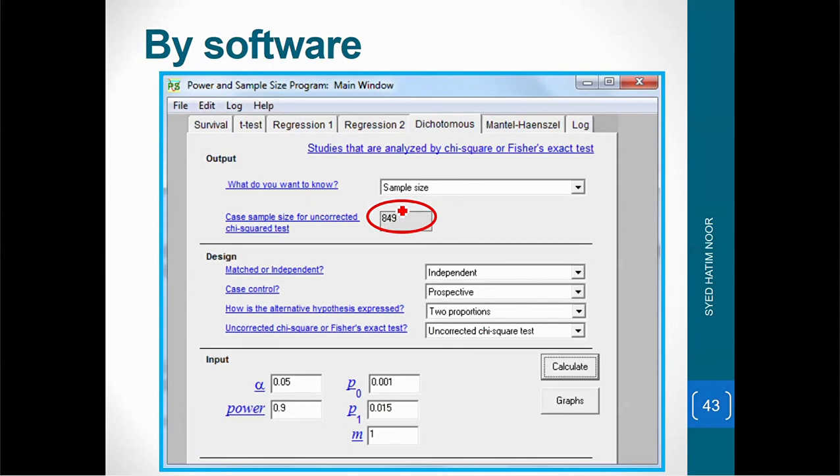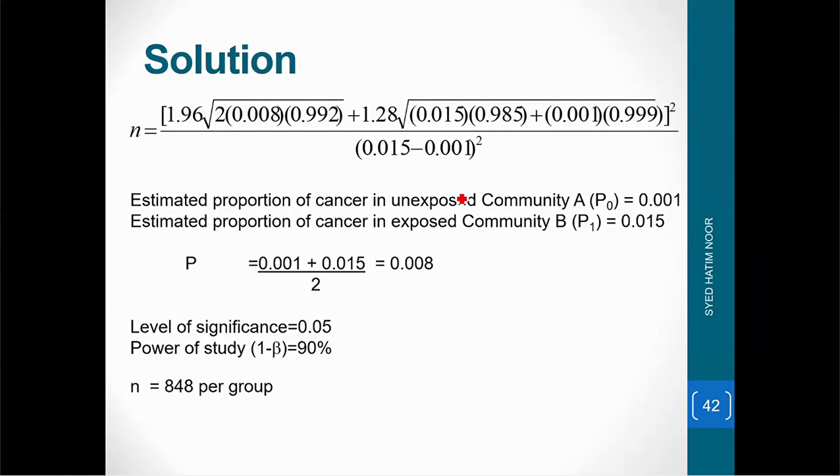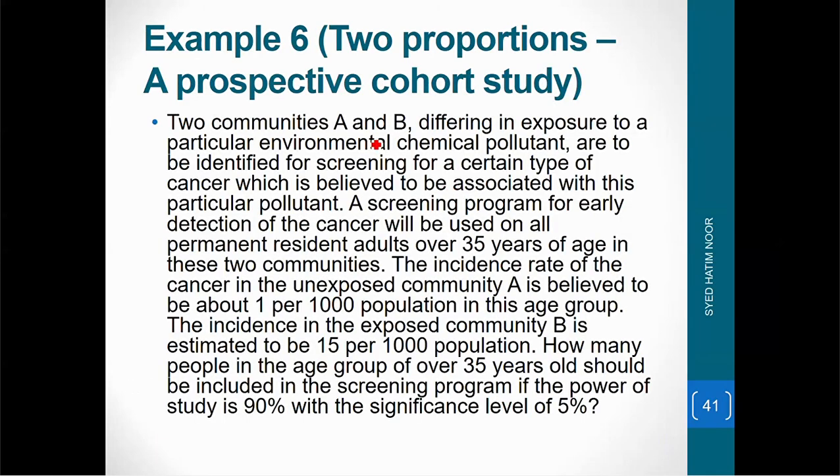It also uses the proportion, but from this scenario you need to detect which one is P0 and which one is P1. This one is clear cut, because unexposed is from the control. Exposed is, of course, from the interest.